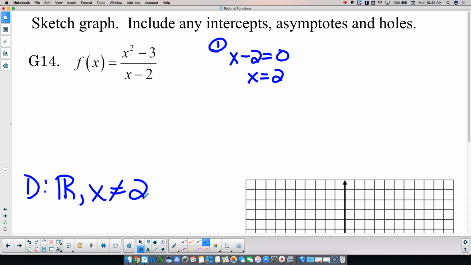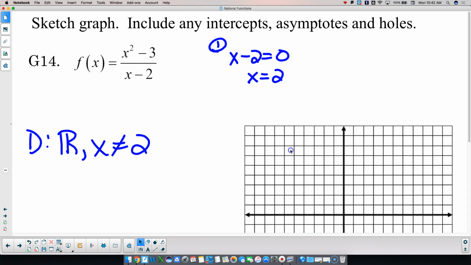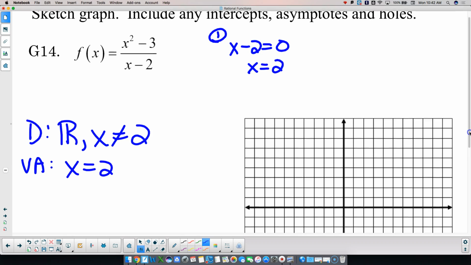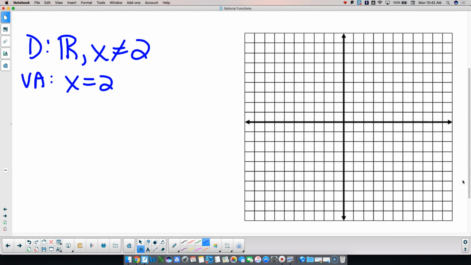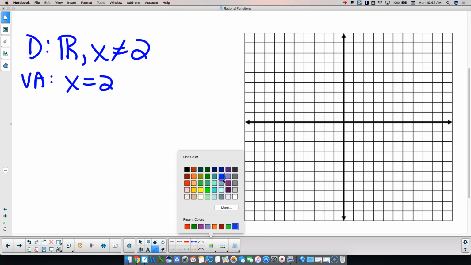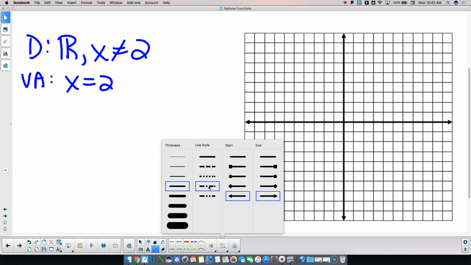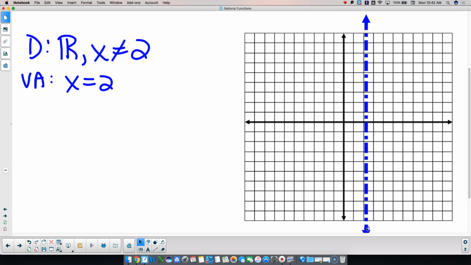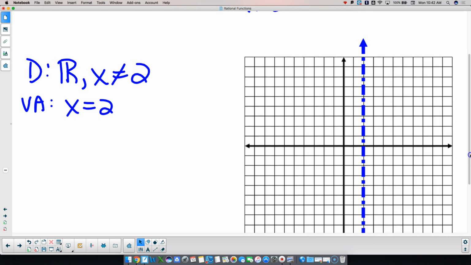So do I have a hole? No, I don't have a hole. Okay? So actually, I can bring this up. So, my vertical asymptote is what? X equals 2. All right, let's put that on the graph right away. Okay, love it.